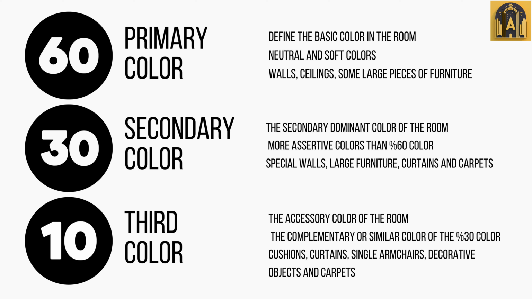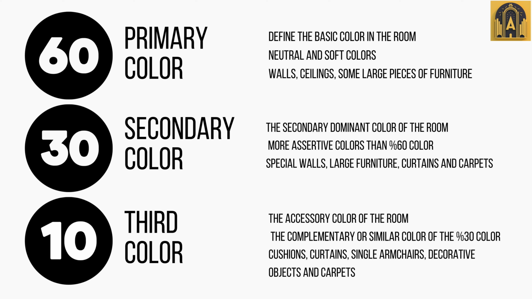Neutral and soft colors are usually chosen as primary colors, i.e., 60%. Walls, ceilings, some large pieces of furniture, and upholstery fall into this category. 30%, i.e., as secondary colors, more assertive colors than the primary color are usually chosen. Special walls, ceilings in some special cases, large furniture such as sofas, curtains, and carpets are included in this group.